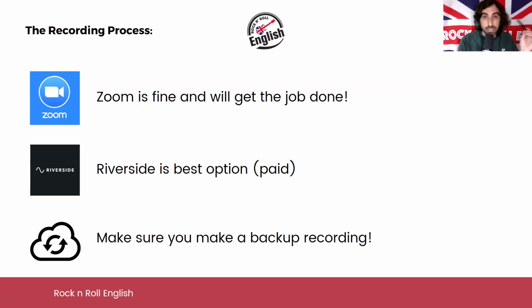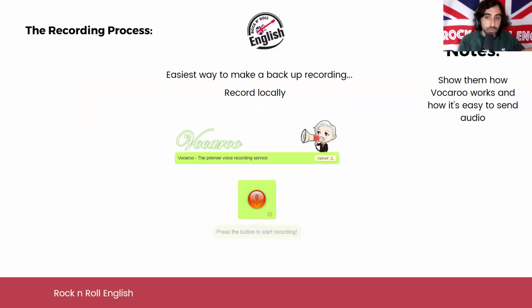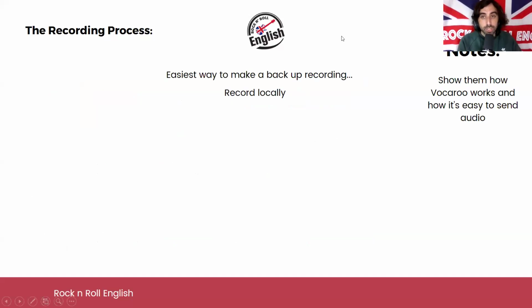There's nothing worse than getting to the end and there's been a tech problem. It's happened to me a lot. To make sure you get a backup of this, an easy way to get a backup recording is to record locally. What that means is you get the person to record as if they were talking to themselves, like what we did with Audacity. How I recorded, that's called recording locally.